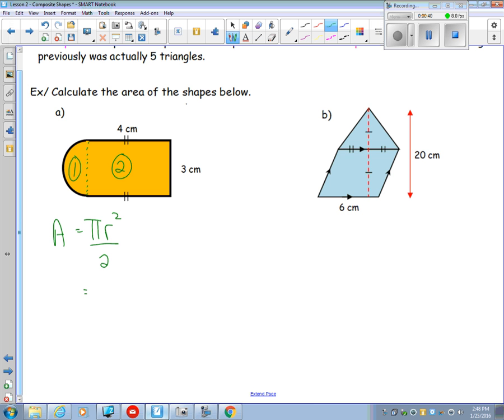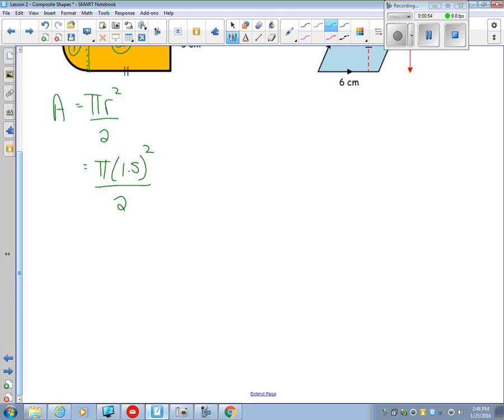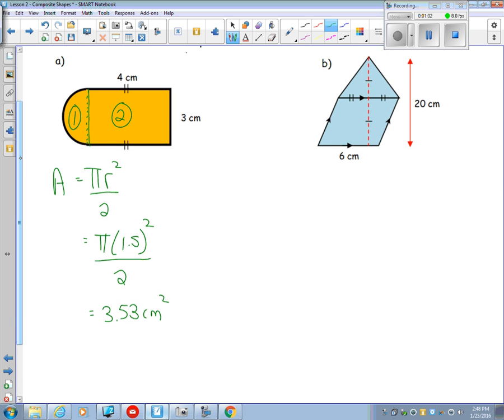The radius of that circle is half the distance. This line I just drew is the diameter, right? And we know that's 3 from the other side of the rectangle. So half of that would be 1.5 squared. Again, don't forget to divide by 2. That's one of those common mistakes people make. If I calculate that, I end up with 3.53 centimeters squared. And that's one of my two shapes.